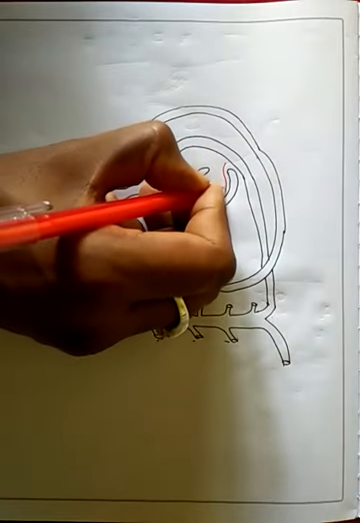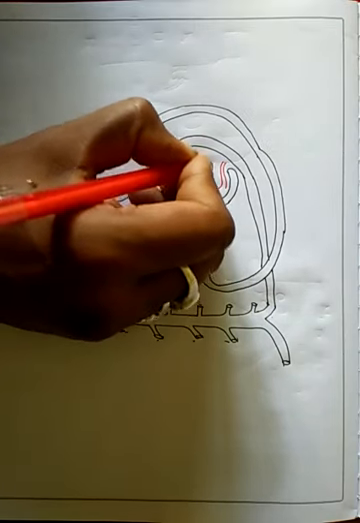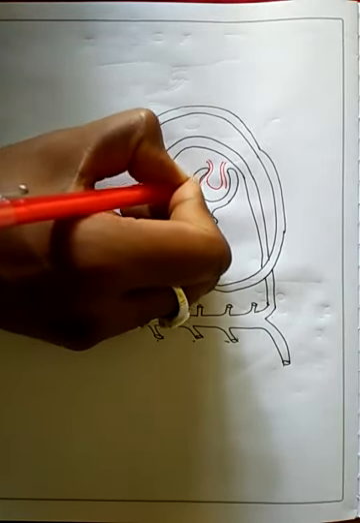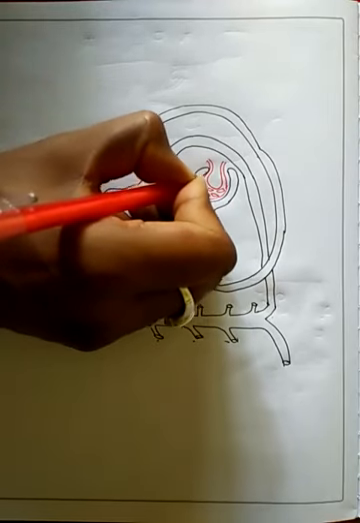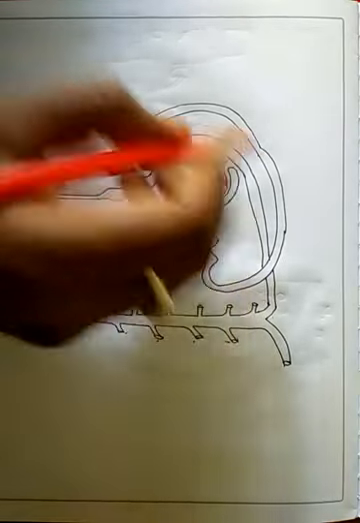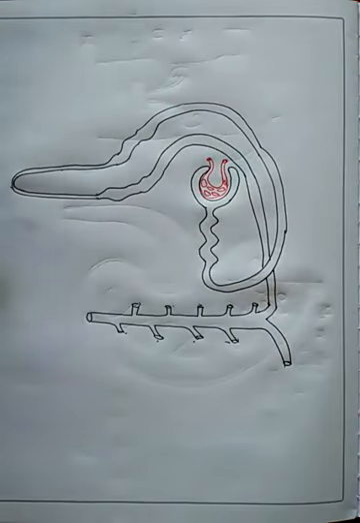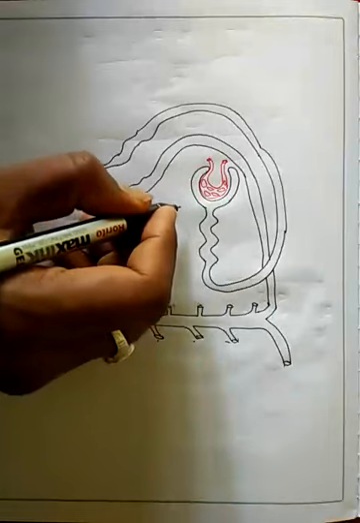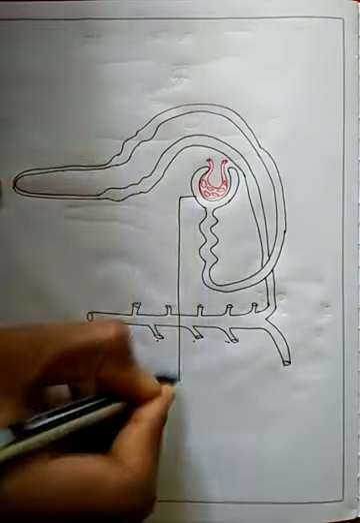So this is the renal artery. From red color I am drawing. That is the renal artery, and this renal artery makes the network of blood capillaries. Clear? So we'll discuss in detail later on. So this is the Bowman's capsule. I am writing here.